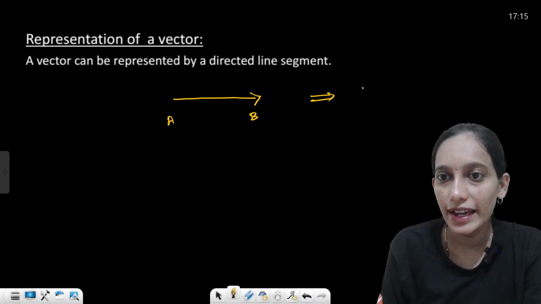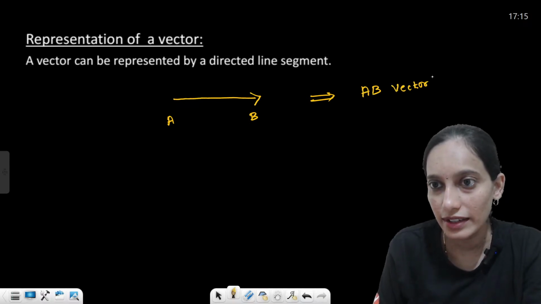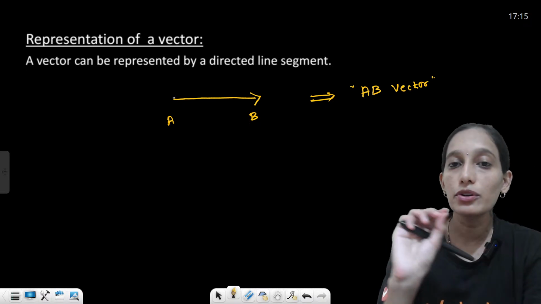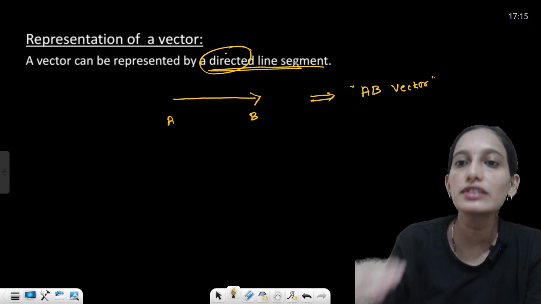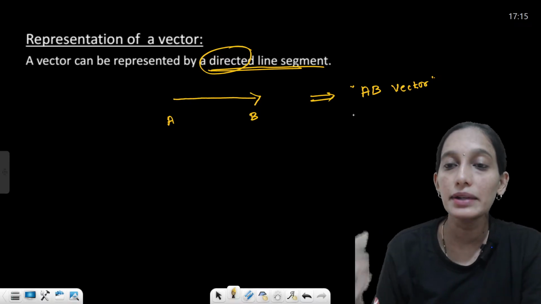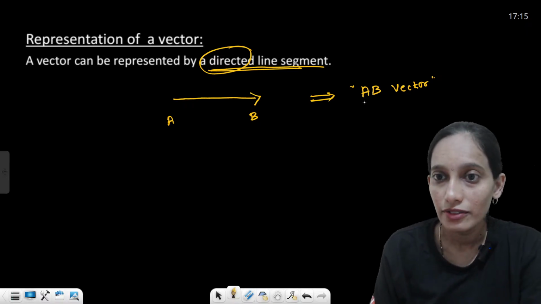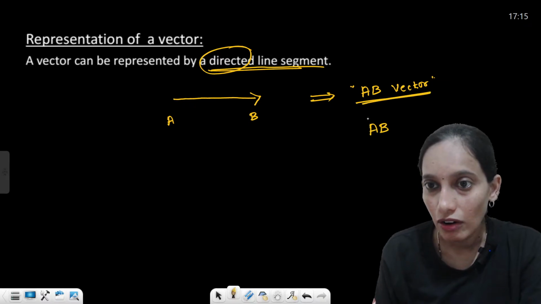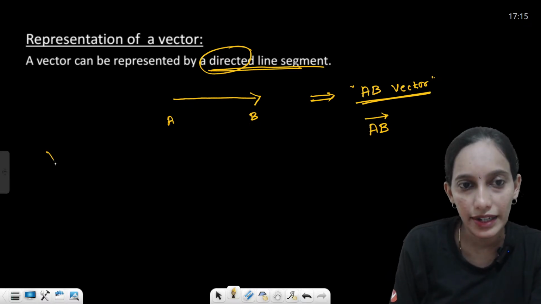So this is how you represent a vector. I can say AB vector. How do you represent the AB vector? You draw an arrow line, or a directed line segment. This direction tells you the direction of the given vector. While writing, from now onwards you should not write just AB. You have to put an arrow on top of the variable. How do we represent any vector variable?